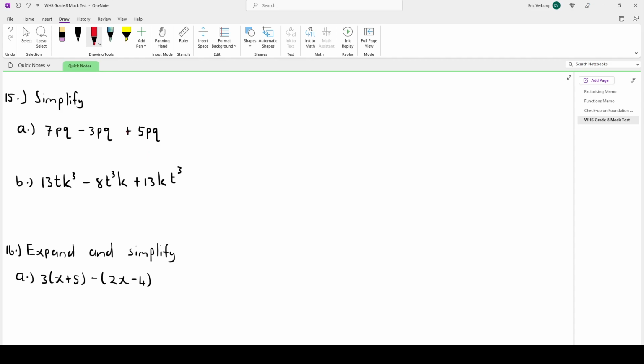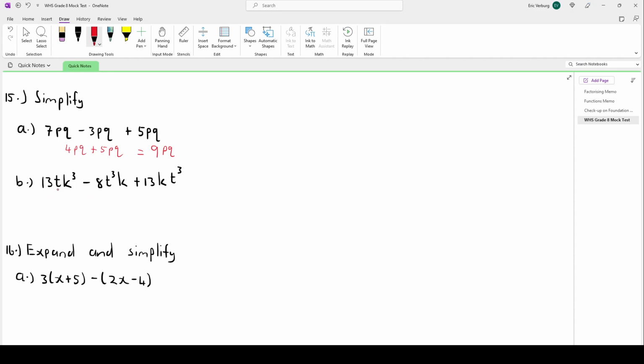Okay, simplify these. So we have to see what are like terms here. So like terms are terms that contain exactly the same letters with exactly the same exponents for each letter. So here we have PQ, PQ, and PQ, so they're exactly the same. So we've got 7 of those minus 3 of those will give us 4 of those, plus another 5 of those. So 4 PQs plus 5 PQs is 9 PQs.